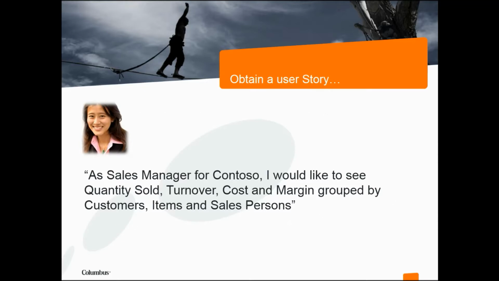So the first thing that's going to happen is Bill is going to go and talk to Sarah, and Bill really wants a requirement so that he can start developing this prototype. We're going to ask Bill to gather a very small user story, just a very small snippet which gives us enough information to start building our solution. So the first requirement that Sarah gives us is that as a sales manager for Contoso, she wants to see some numbers, quantity sold, turnover, cost and margin, and she wants to be able to filter and slice and dice those by customers, items and salespeople.